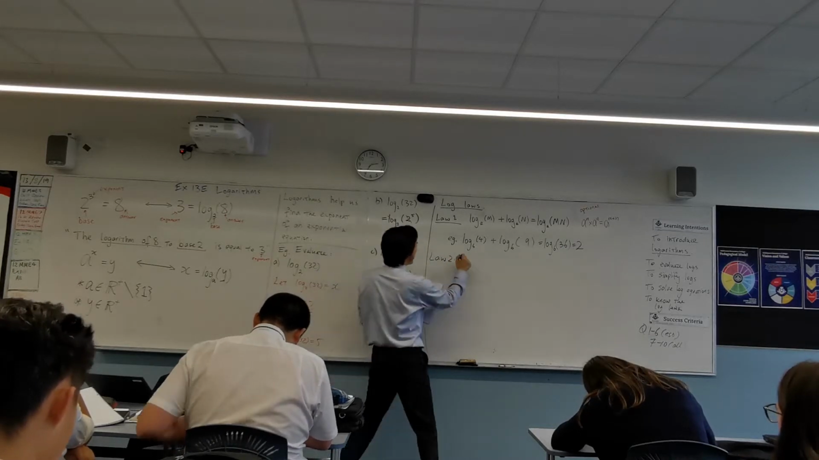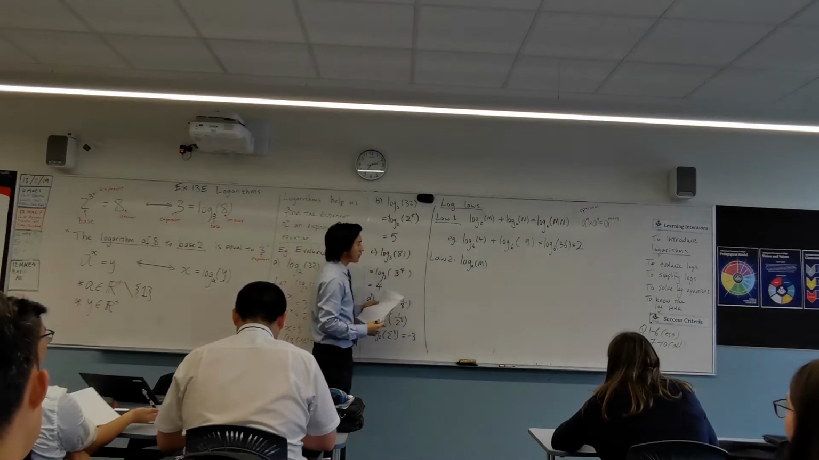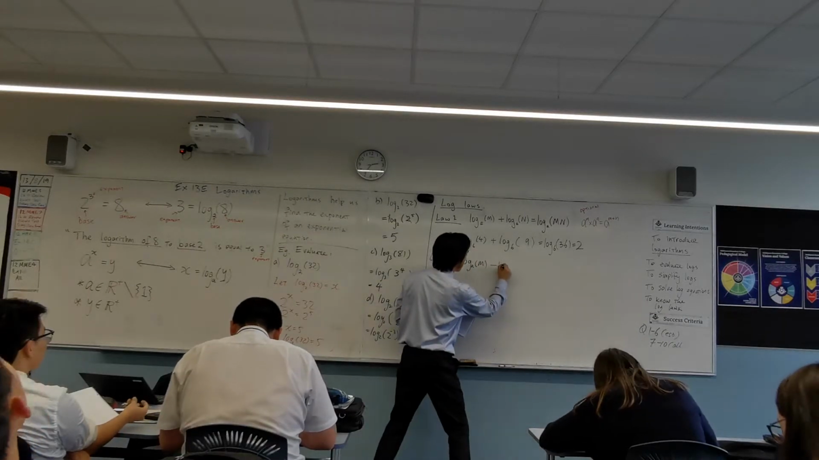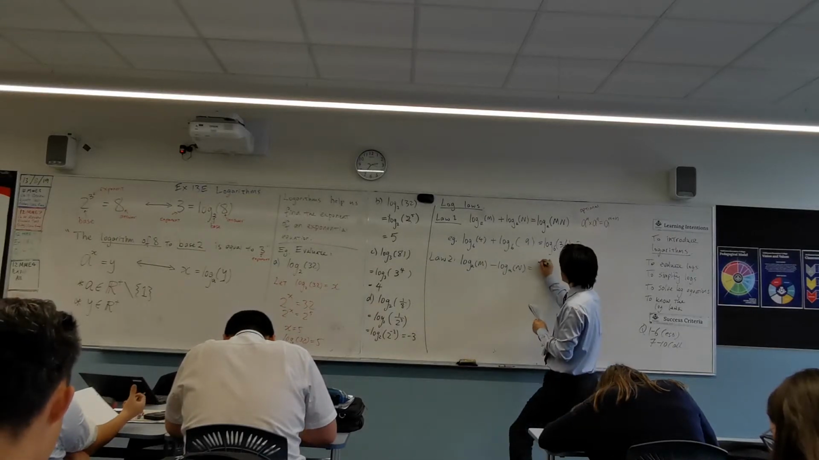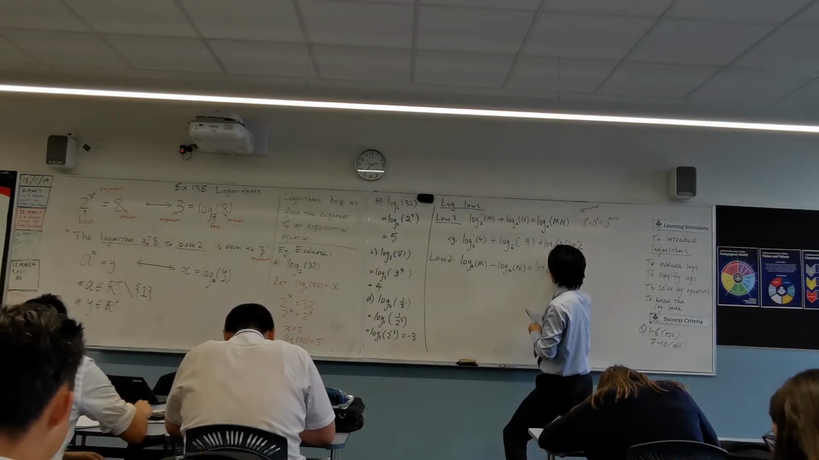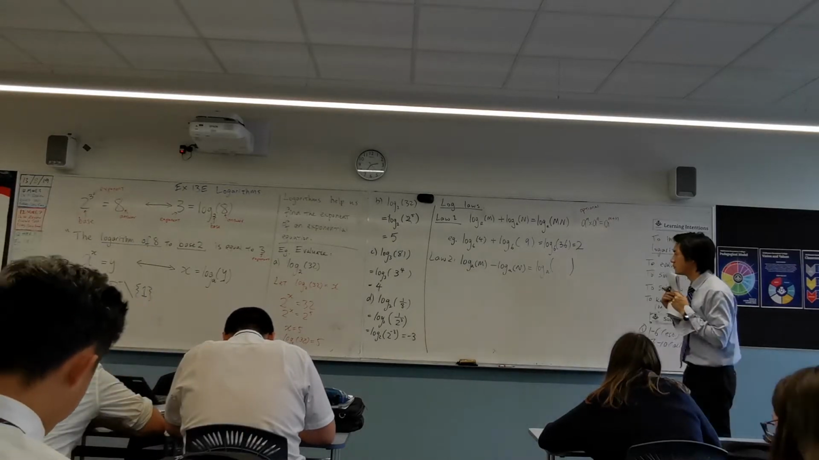Law 2 is when we are subtracting two logs from each other. If we have log base a of m and we subtract log base a of n, that will give us log base a of m over.